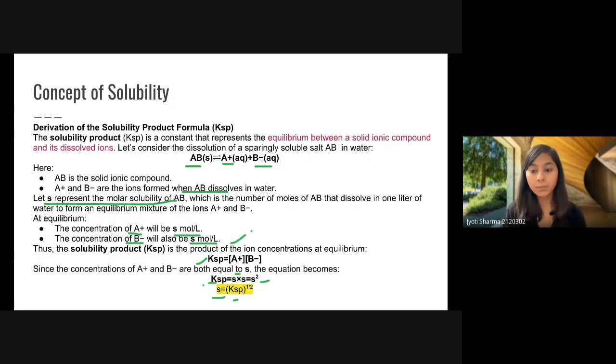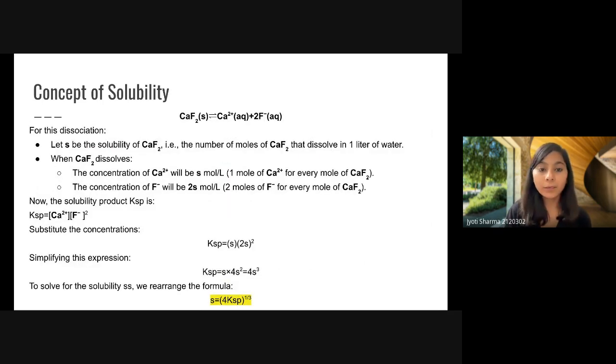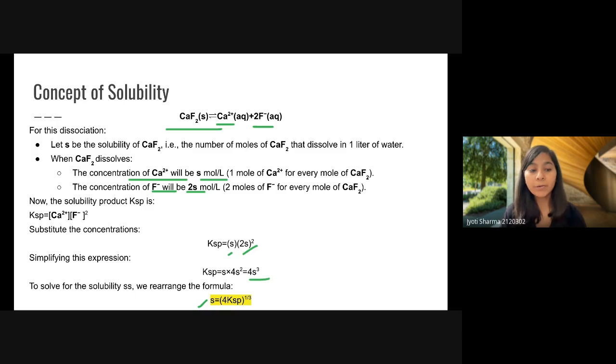But this is the formula when you have just A+ ion and B- ion. Let me show you another. If you have a compound like CaF2, it means you have 2 moles of fluoride and 1 mole of calcium ion. Here the concentration of calcium will be S, but the concentration of fluoride will be 2S, not S. If we put in S and 2S, this gives you 4S^3, and the solubility will be equal to the cube root of Ksp divided by 4, that is (Ksp/4) raised to the power 1/3. It means that based on the compound, the formula of the solubility changes.